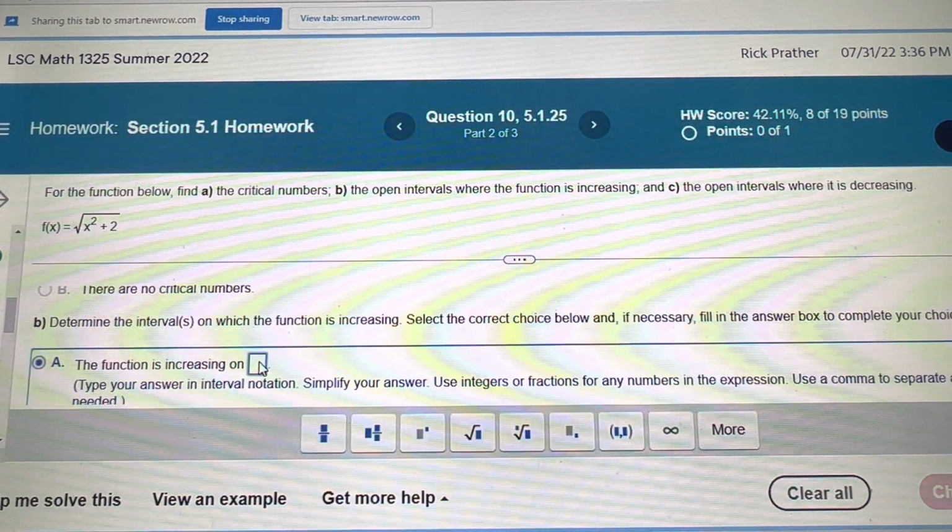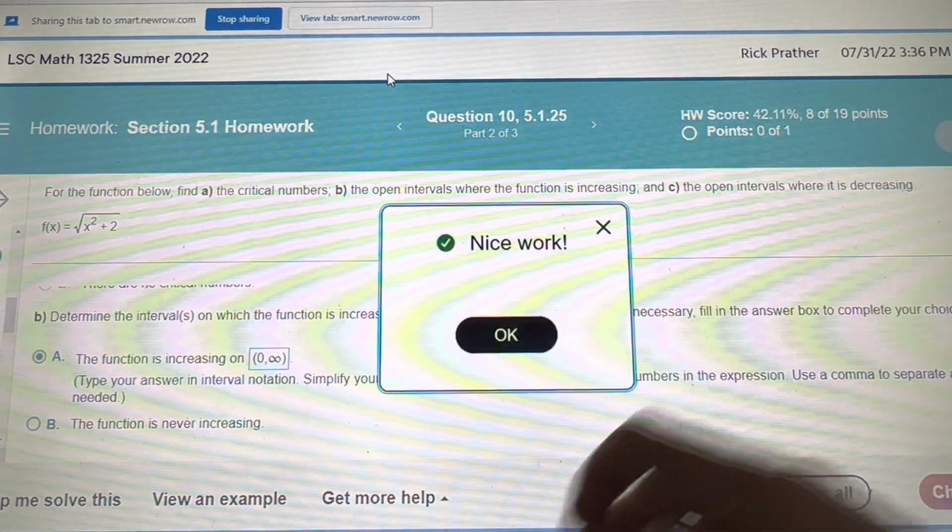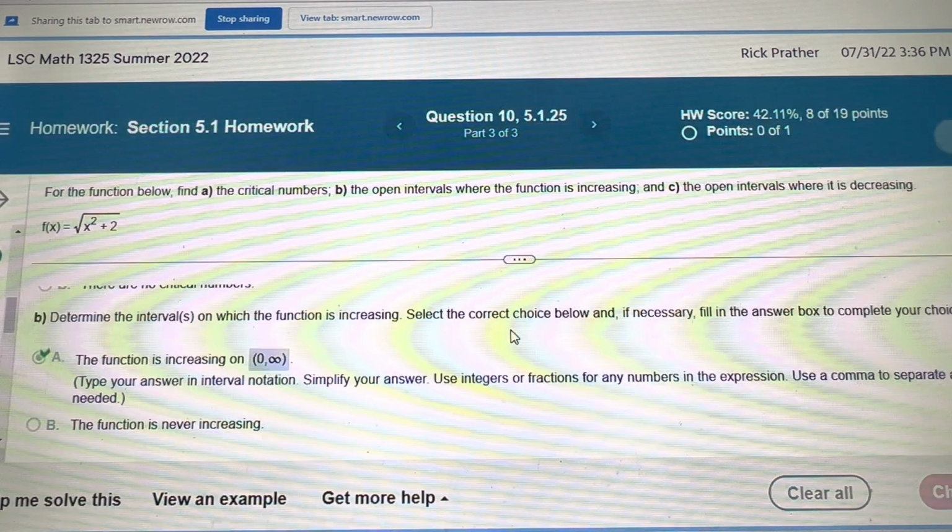We're increasing from 0 to infinity. And we're decreasing from -infinity to 0.